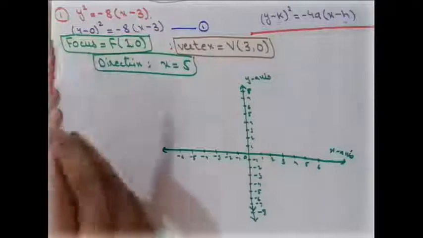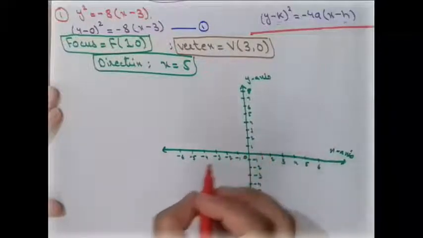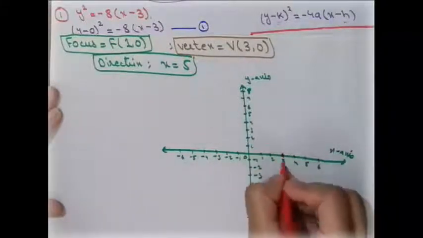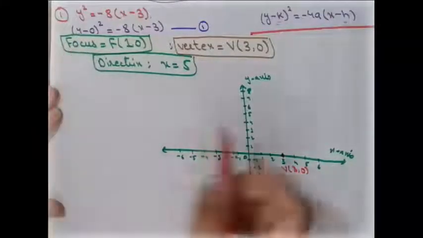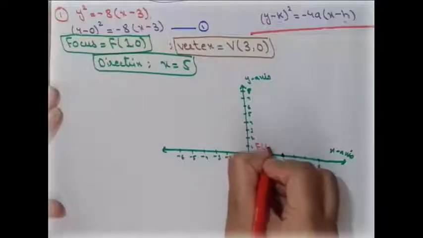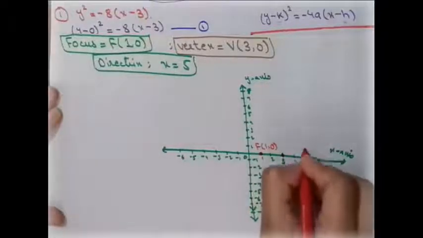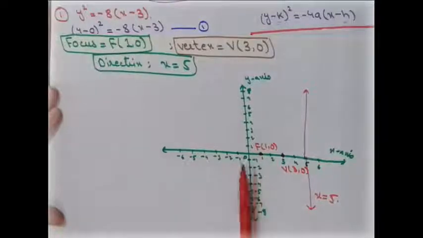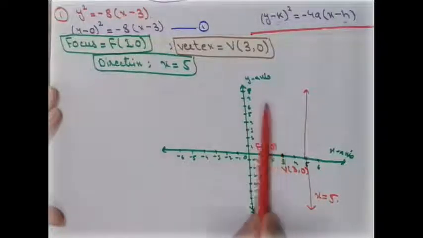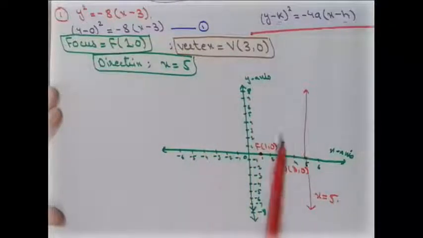Now we have to plot it. The vertex is (3, 0), which means in the x coordinate the value is 3 and in the y coordinate the value is 0. And the focus is here, which is (1, 0). Here is the focus point, and the directrix line is x equals 5, so here is the directrix line. It shows that the parabola opens to the left side, because the parabola always opens towards the focus and away from the directrix line.